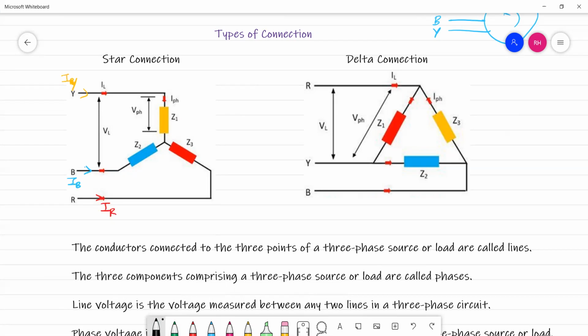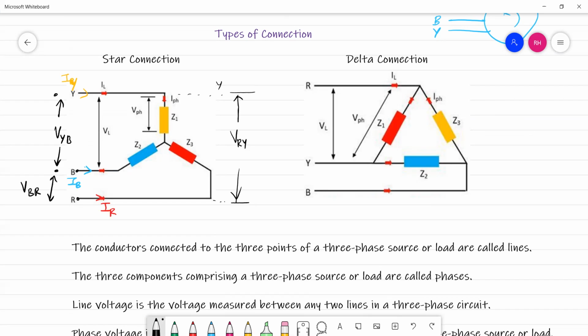So this is the line voltage. If you measure the voltage between the Y phase and B phase, you call it VYB. If we measure the voltage between the B phase and R phase, we call it VBR. And while measuring the voltage between the Y phase and R phase, we read it as VRY. So these are the line voltages of a star-connected system.